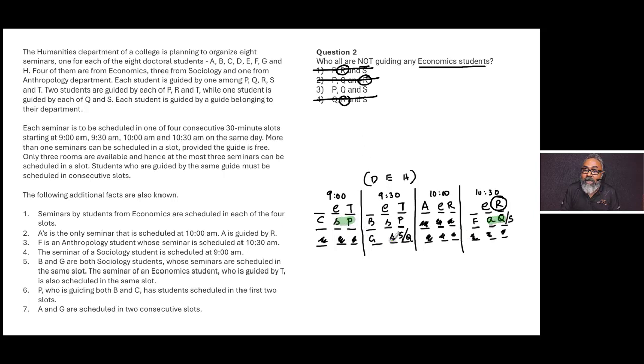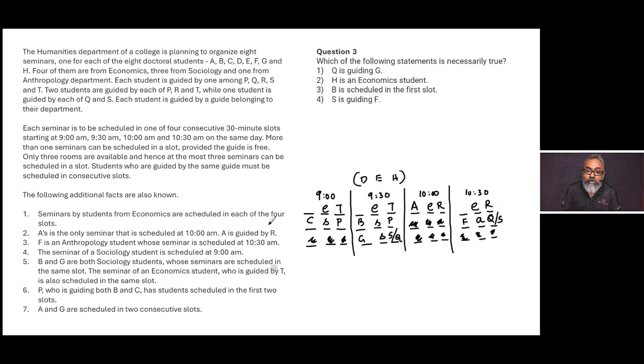Q is definitely not guiding an economic student. It could be either A or S, and S is also not guiding an economic student. The answer to this question would be answer choice number 3. Which of the following is necessarily true, which means must be true?